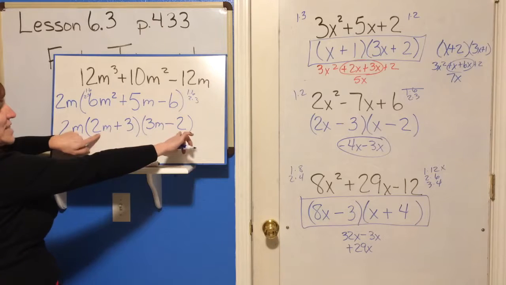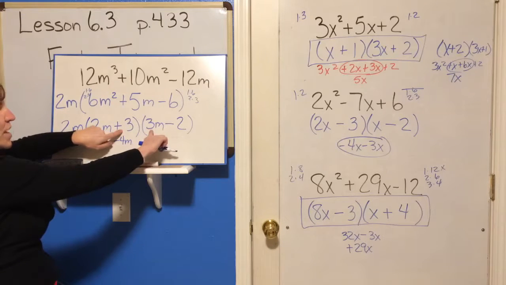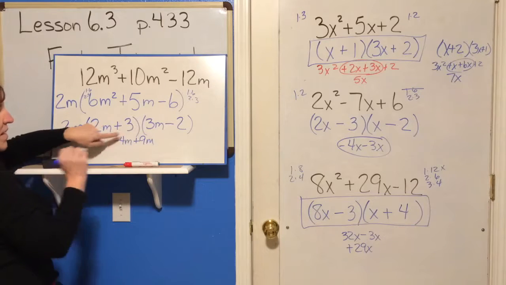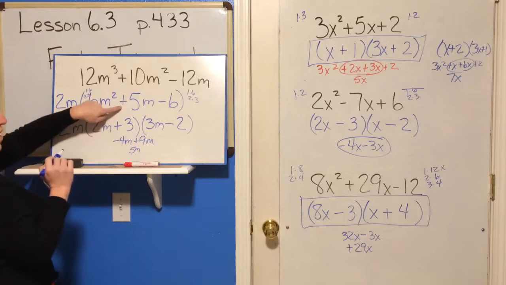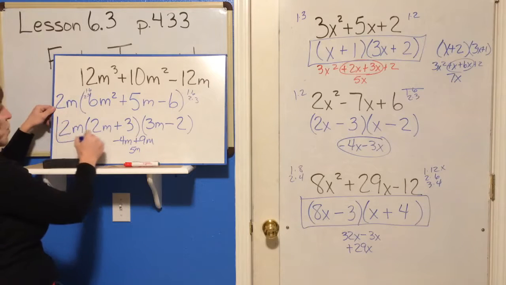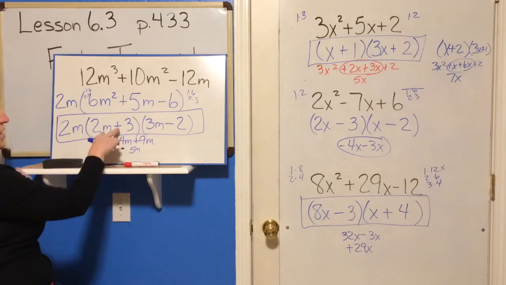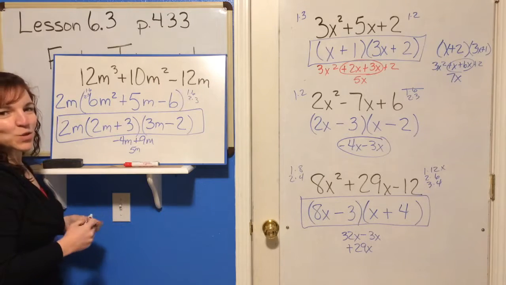For our outsides and insides, we have 2m times negative 2 is negative 4m. 3 times 3m, 3 times 3 is 9, positive 9m. And 9 minus 4 is 5m, which is what our middle term is. So this is what you should have ended up with. 2m times the quantity 2m plus 3 times the quantity 3m minus 2.